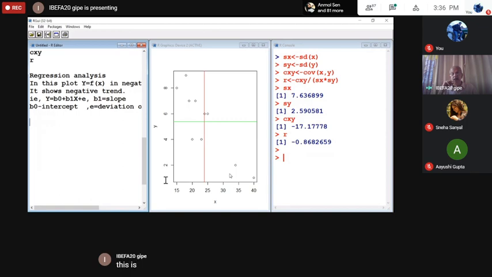This is the graph now. Graph become an equation.